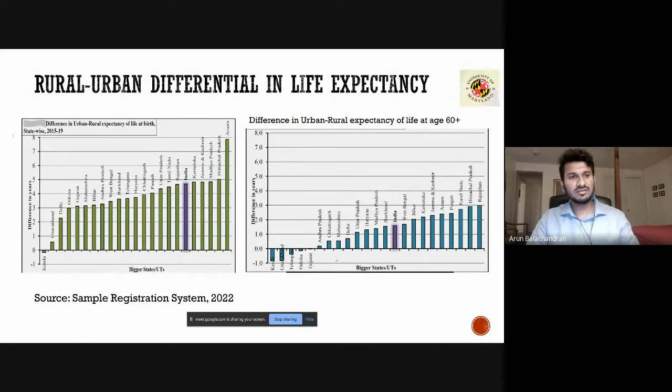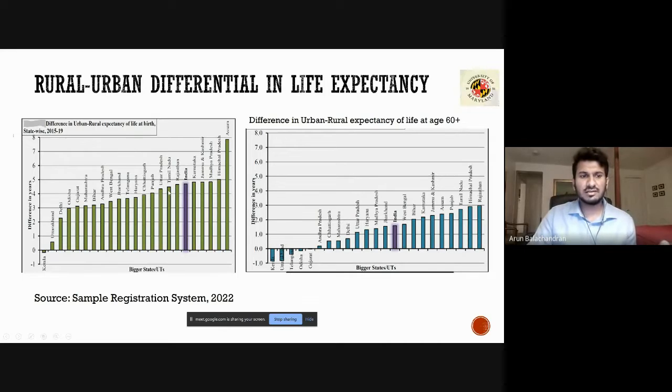On your left, what you see is the difference in urban rural life expectancy at birth, and on the right is the urban rural life expectancy at age 60. If you don't know what that is, just like we have the life expectancy at birth, we can find the life expectancy at each age across the life course. And if you look at the difference in urban rural life expectancy at higher ages, there also we can find that urban India often has an advantage, which means they have a higher life expectancy at birth as well as at higher ages.